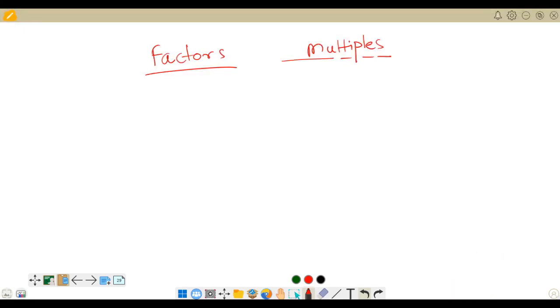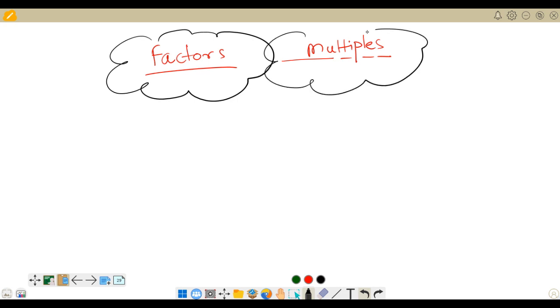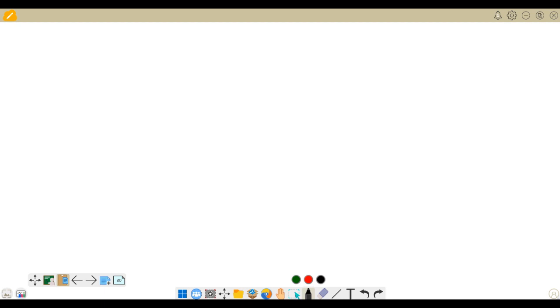Okay, so we have two words, factors and multiples. What is the difference between factors and multiples? Let's understand with an example. I'm going to take any two numbers, let's say 9 and 18.